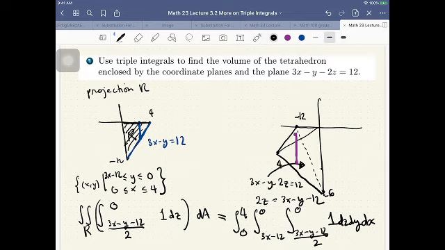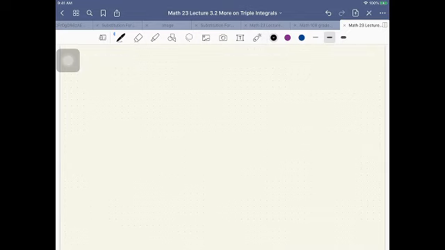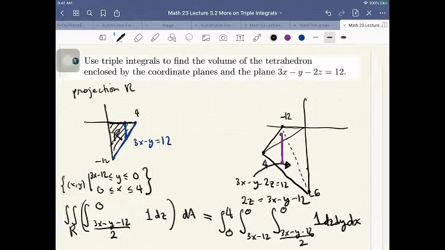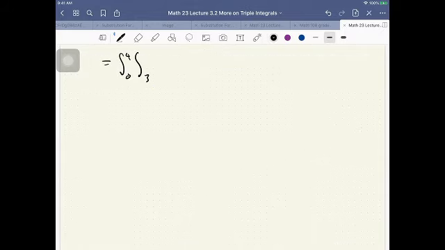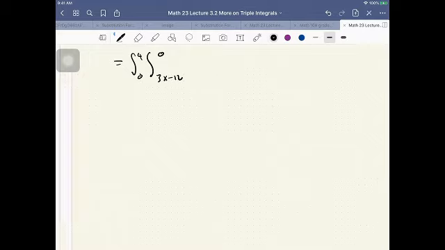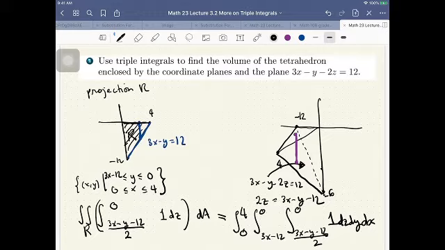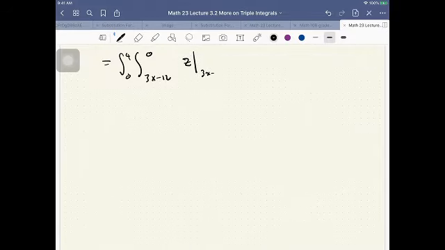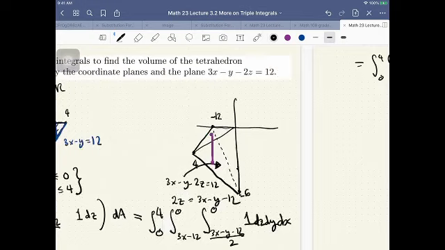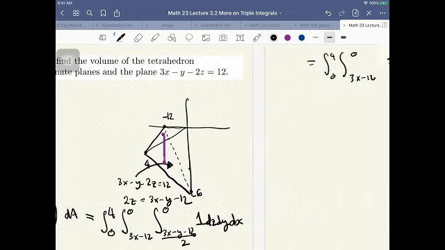But the integral of 1 with respect to z would be z. So this would be equal to the integral from 0 to 4, let me just recall, 3x minus 12 to 0, and then I have z here evaluated from 3x minus y, I think, minus 12 over 2 to 0, dy dx. Is it correct? Yeah, I think so.